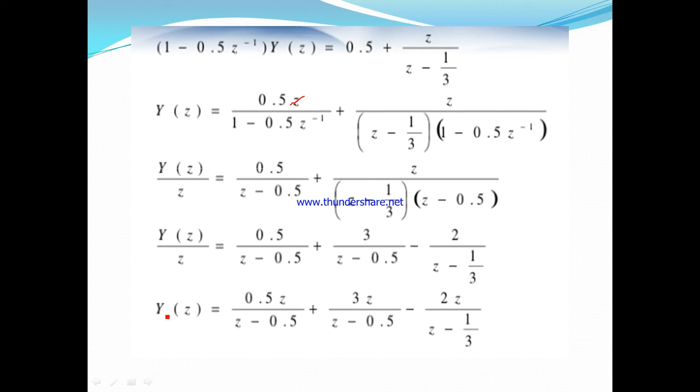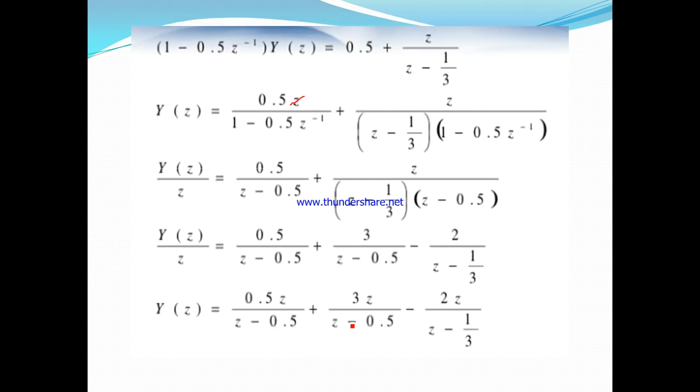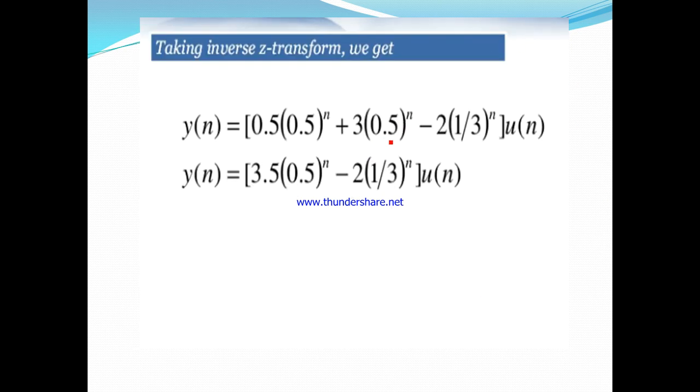Next you have to take Y of z only. This z goes to this side. So this equation changes to 0.5 z divided by z minus 0.5 plus 3z divided by z minus 0.5 minus 2z divided by z minus 1 by 3. Next we have to take the inverse Z transform. So y of n: the inverse Z transform of z by z minus 0.5 will be 0.5 the whole power n, and next, minus 2 into 1 by 3 the whole power n into u of n. Here 0.5 plus 3 adding, you will get 3.5 into 0.5 the whole power n minus 2 into 1 by 3 the whole power n into u of n.